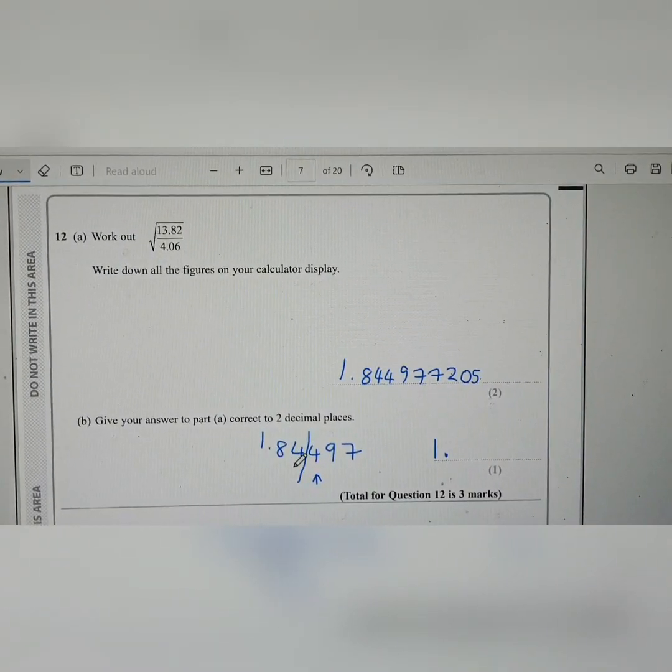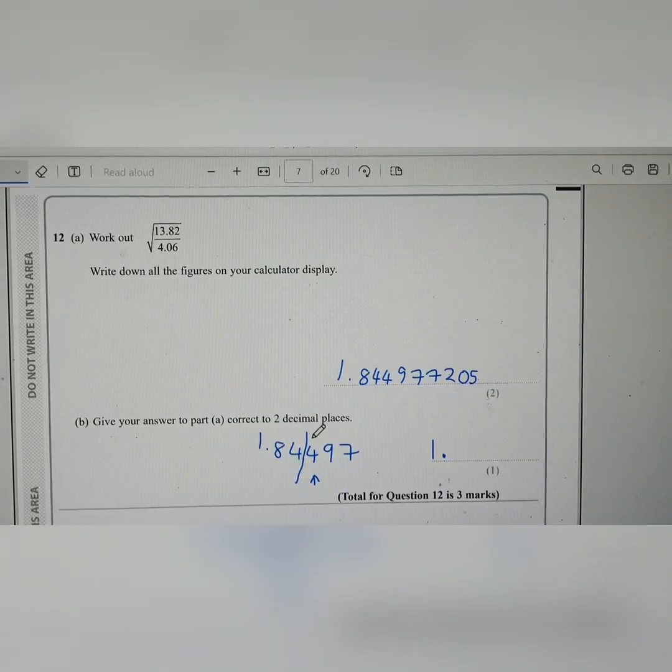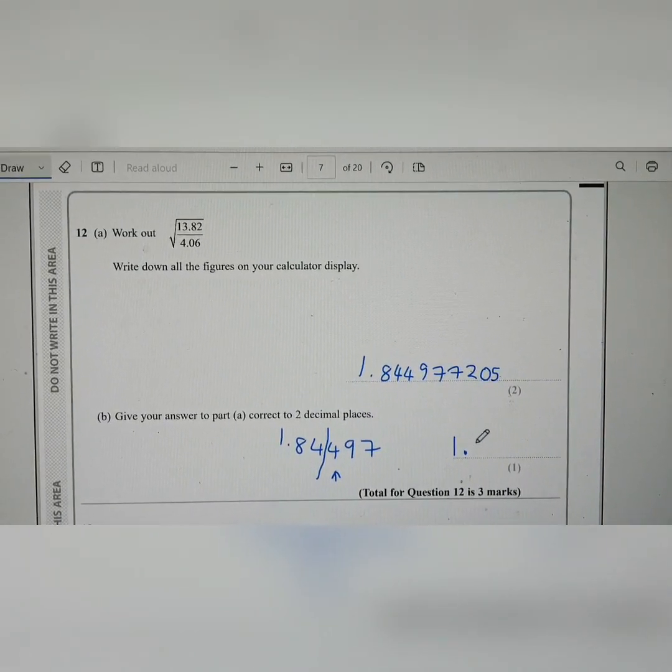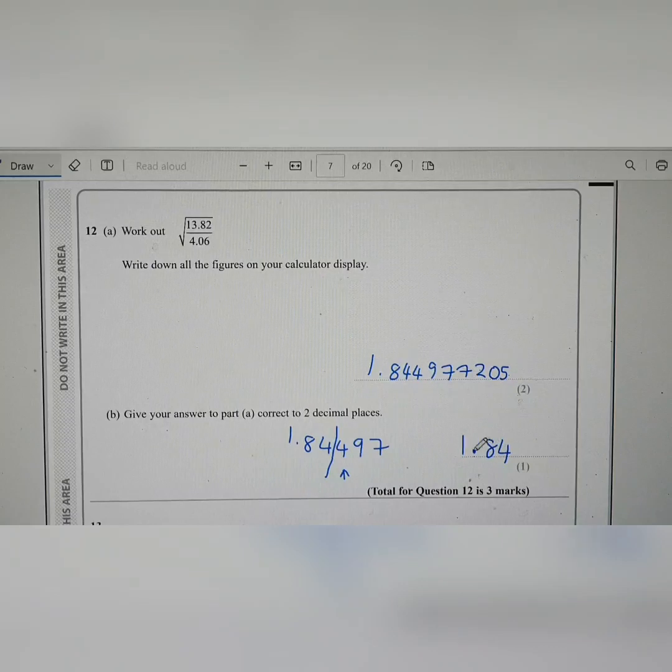So you're essentially saying that 1.84497 is closer to 1.84 than it is to 1.85, because if this digit here is 5 or more, then you would round up.